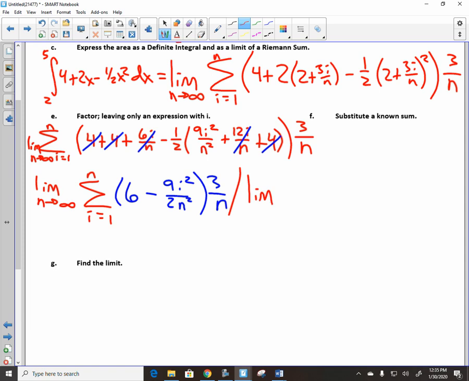Limit as n goes to infinity of the sum from i equals 1 to n. And we've got 18 over n minus 27i squared over 2n cubed.